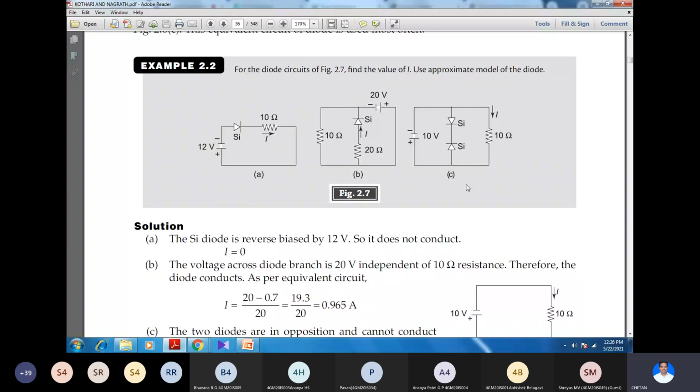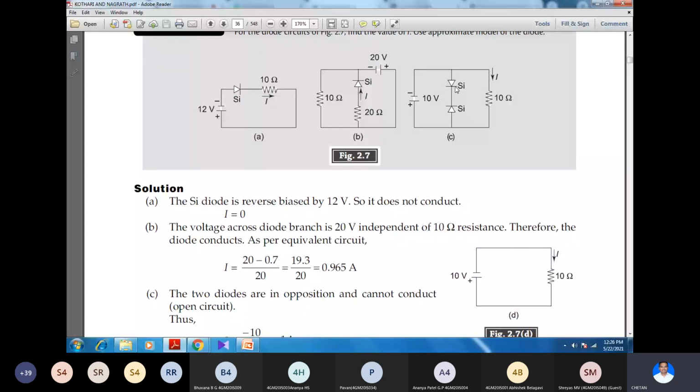Coming to the third circuit, here you can see there are two diodes connected in opposite directions. The positive terminal of the battery is connected to the positive terminal of this diode, and the negative terminal of the battery is connected to the positive terminal of this diode. Obviously, this diode is reverse biased, and according to our approximate model, whenever it is reverse biased, it is not conducting. So this is open. If there is an open circuit, no current is flowing. Therefore, we need not consider this complete branch itself. This complete branch is an open circuit because this is reverse biased.